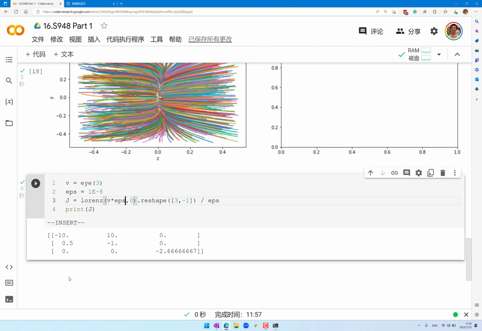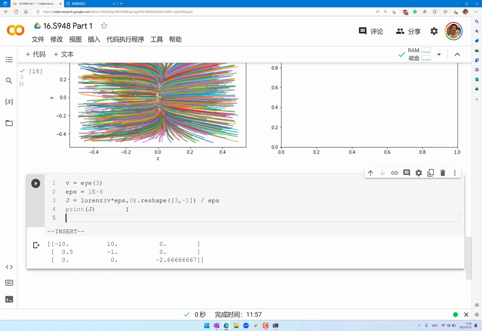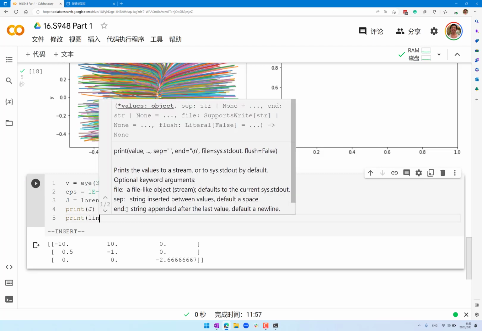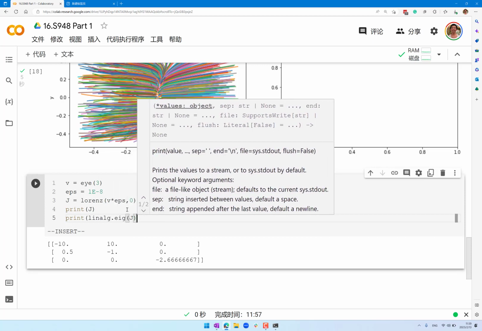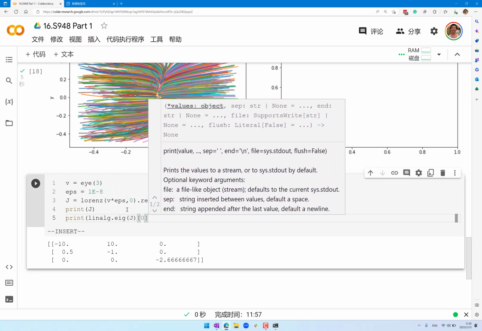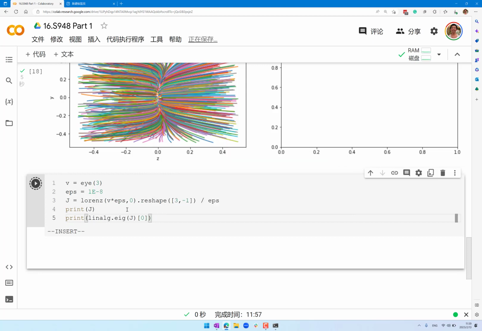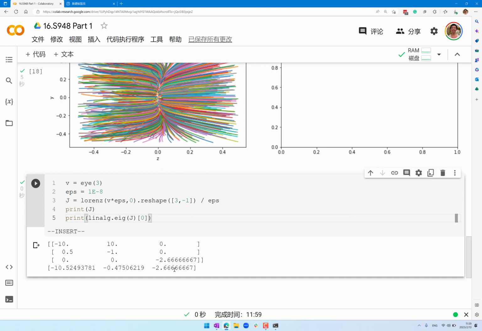What's particularly interesting is that let's not just print J, but also print the eigenvalues of the matrix J. So linear algebra.eig of J returns both the eigenvalues and eigenvectors. Let's look at the eigenvalues first. So these are the eigenvalues of the matrix. The eigenvalues have a minus 10 component, a minus 0.4 component, and a minus 2.66 component. And what's a little bit more interesting is how the eigenvectors of the matrix look.